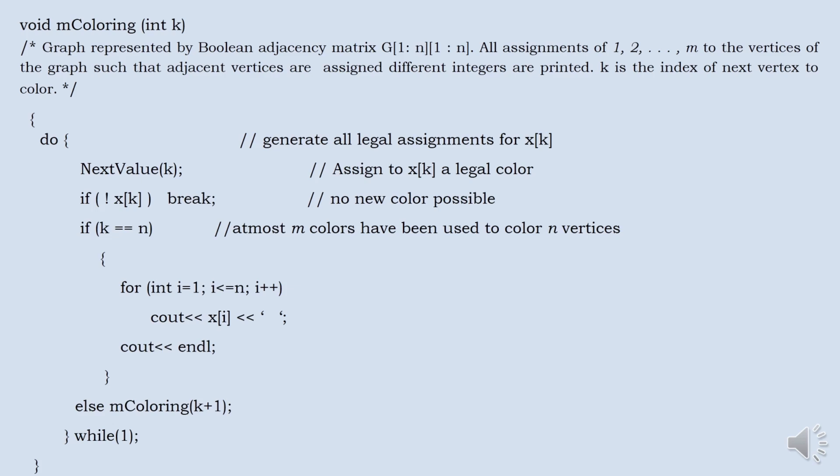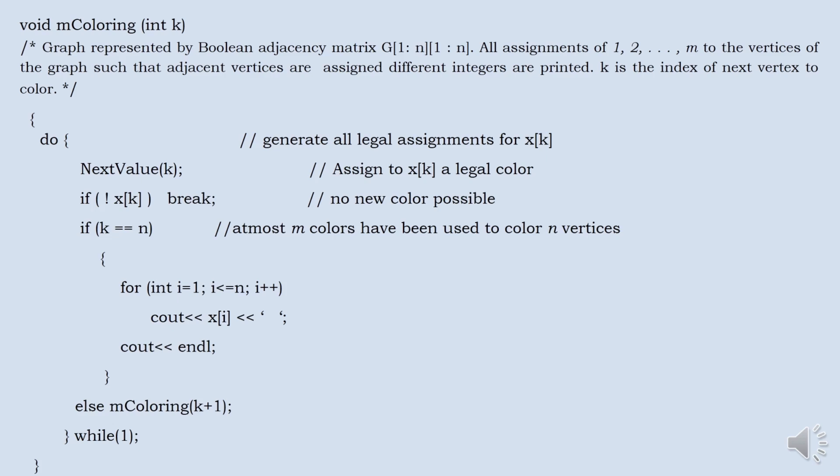We are using the do while loop. So do NextValue of k. For whatever k you have received as argument, you are going to choose a color for this particular vertex. Two things can happen. Either a new color cannot be assigned to k, for which the value returned for that kth vertex, value of color assigned, that is x of k, will be 0. Or you can successfully assign a color to that vertex.